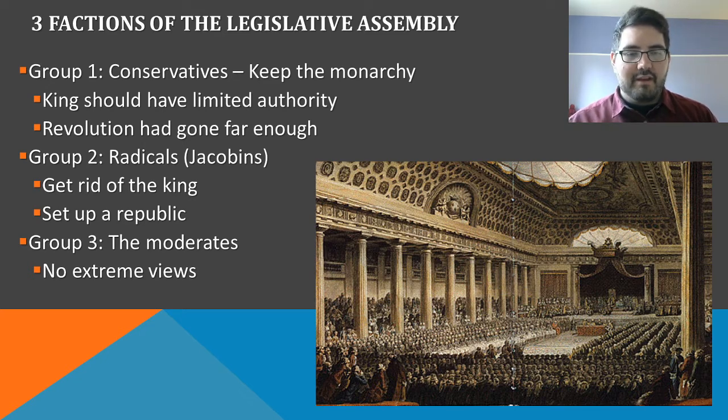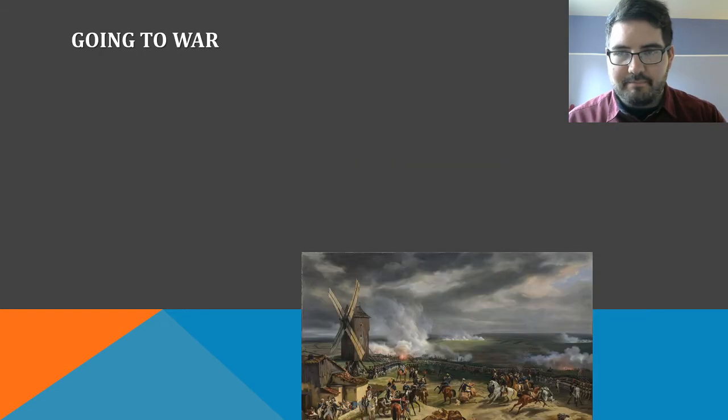So this is also where we get the terms left and right today, like being on the political right versus the political left. It actually comes from these factions of the Legislative Assembly. The conservatives ended up sitting on the right side of the meeting hall, and the radicals had sat on the left side. So this is where we get a left-wing politician versus a right-wing politician. All those terms actually come from this point in the French Revolution. So if you ever wondered why it's called left and right, well, there you go.